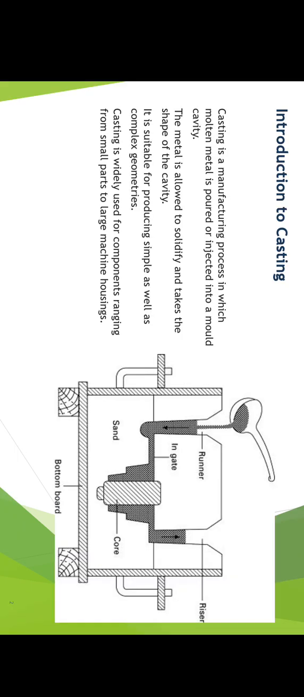Introduction to casting. Casting is one of the oldest and most important manufacturing processes of all time. In casting, metal is melted and poured or injected into the mold cavity. Then the metal is allowed to solidify and the required shape is produced. It is widely used for components ranging from small parts to large machine housings.